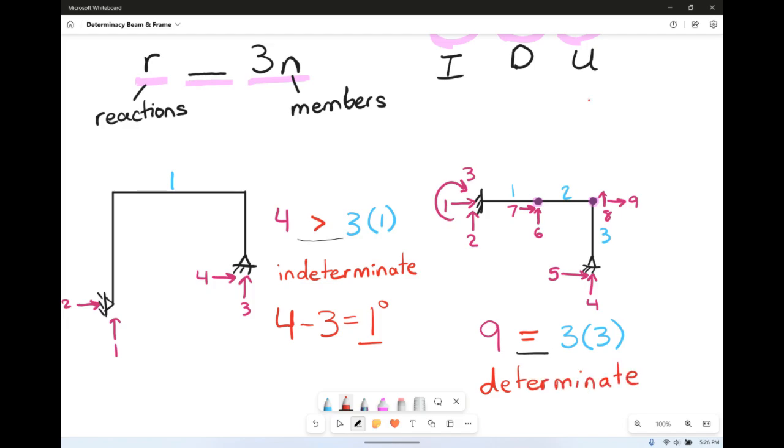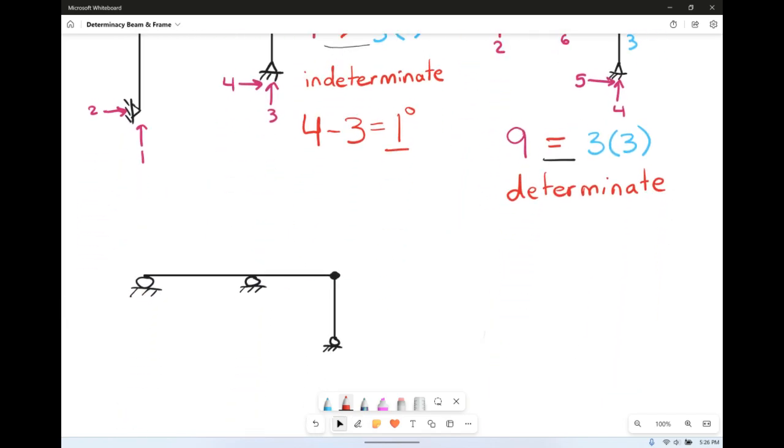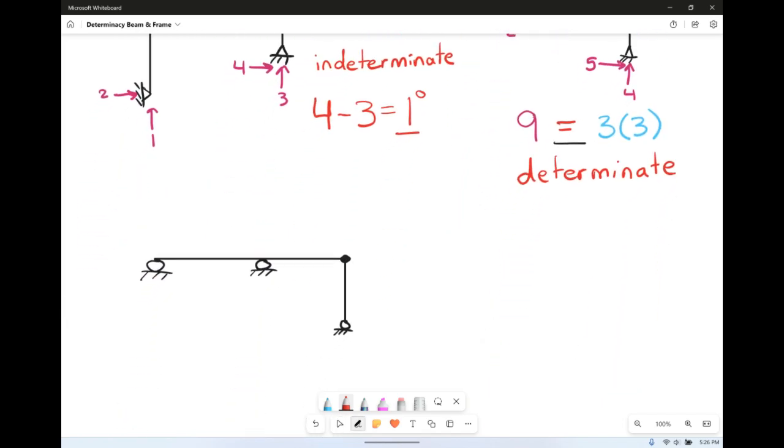Nice and exciting. So we'll do another one. Here we have 3 rollers. With rollers, we have reactions only in one direction. We have 1, 2, and 3 rollers. Then we have, of course, our little hinge over here. We have a vertical, that's 4. We have a horizontal, that's 5. So we have 5 reactions.